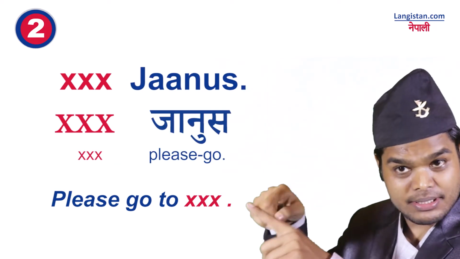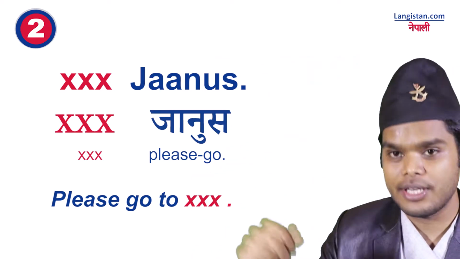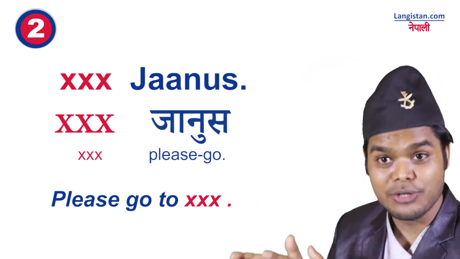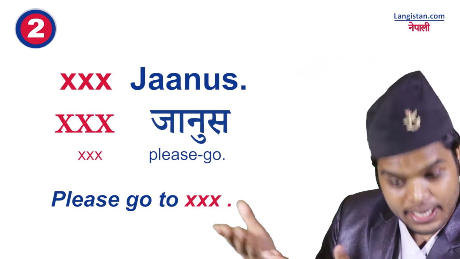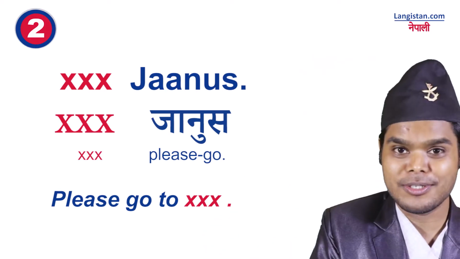Take X as the place name, the place where you want to say to someone, hey, go there. You can become creative and make a lot of sentences, but simply, it's janu, janus. So X is the place where you want to say, hey, you go please there. Then X is the place name, and then janus.